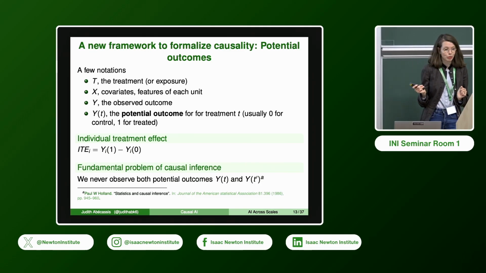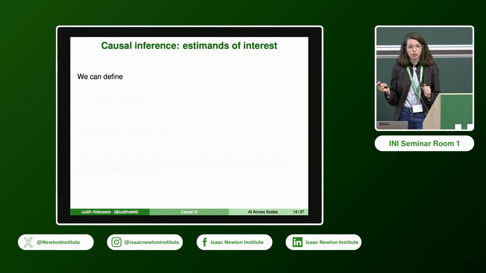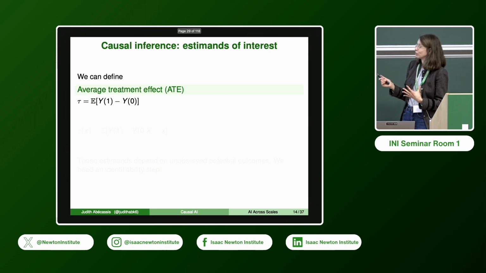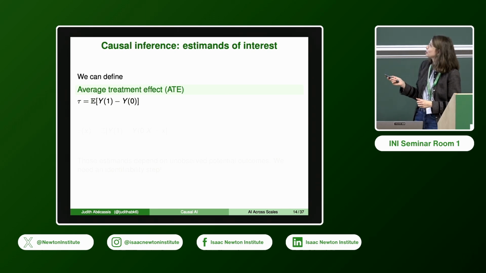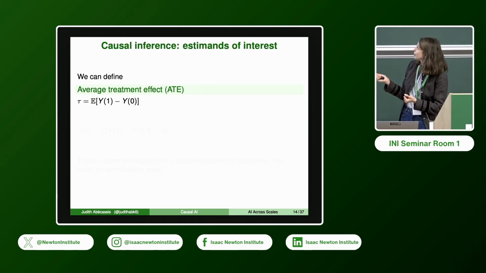So how are we going to do? We are going to try to focus on something that we could estimate, which is the same, but at the population level. At the individual level, it's hopeless. But we can try to see what happens on average between the potential outcome with the treatment and the potential outcome without the treatment, which is the average treatment effect.